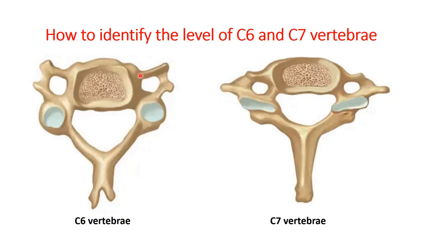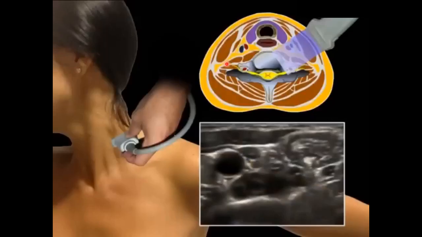If you see, this is the transverse process, and this transverse process has an anterior tubercle and a posterior tubercle, whereas in the C7 vertebra there is no anterior tubercle; we have only the posterior tubercle. So by identification of the tubercle, we can definitely say at which level we are. Let us see how we are doing it.